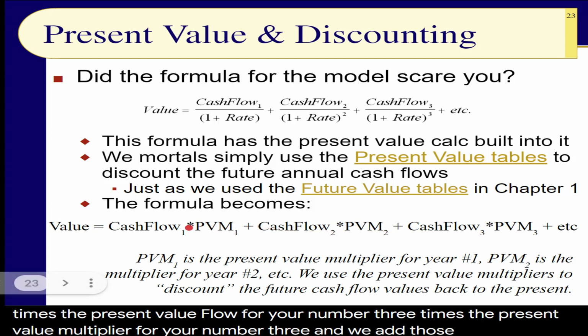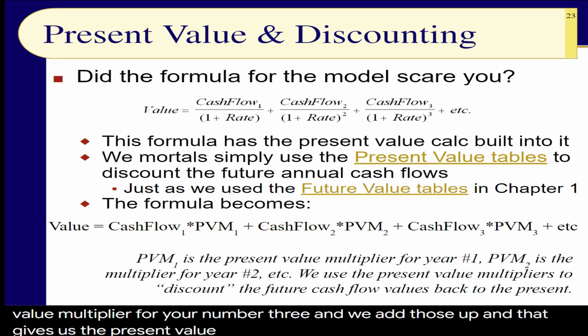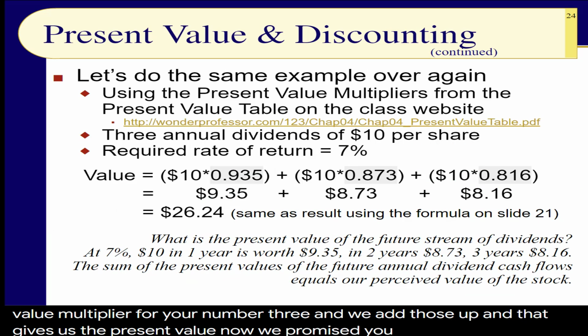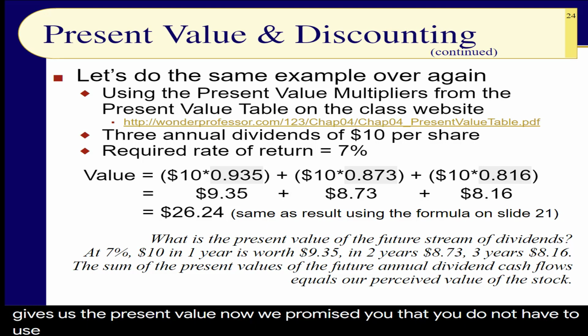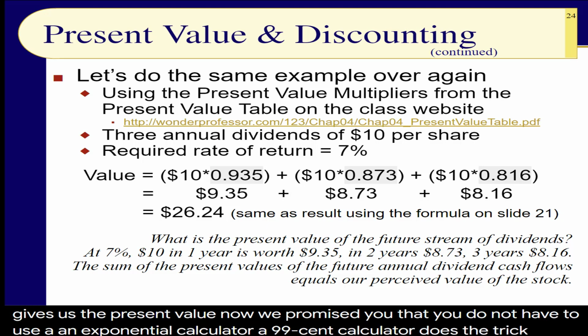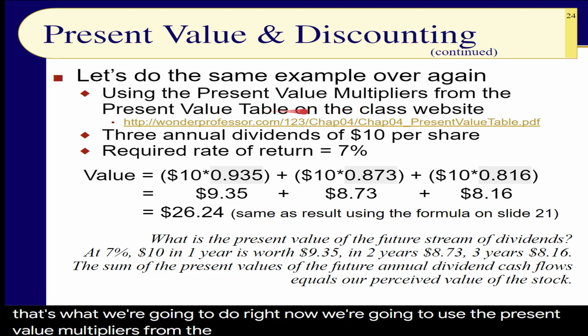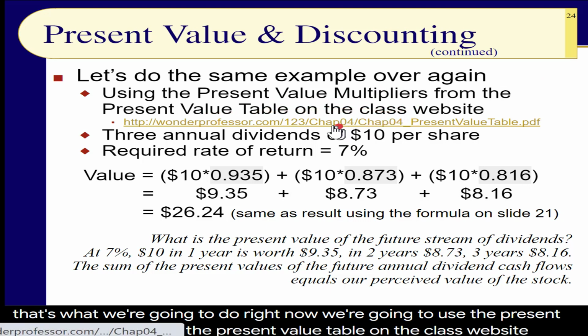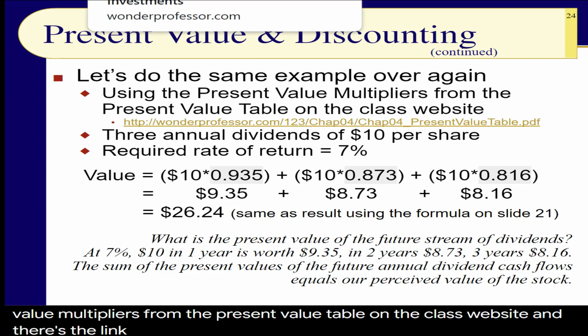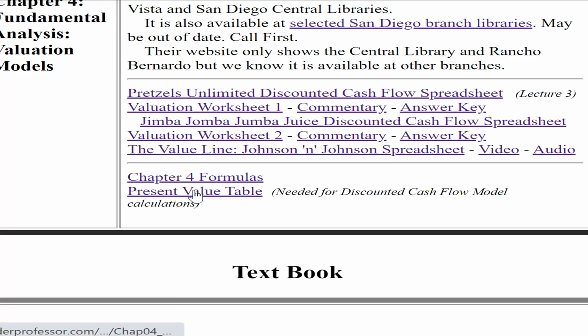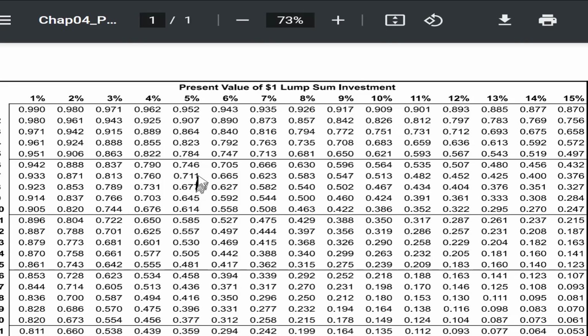And we add those up, and that gives us the present value. Now, we promised you that you do not have to use an exponential calculator. A 99-cent calculator does the trick. And that's what we're going to do right now. We're going to use the present value multipliers from the present value table on the class website. And there's the link, and I already have it here. Here it is. All I got to do is click on the present value table, and bingo, there it is.